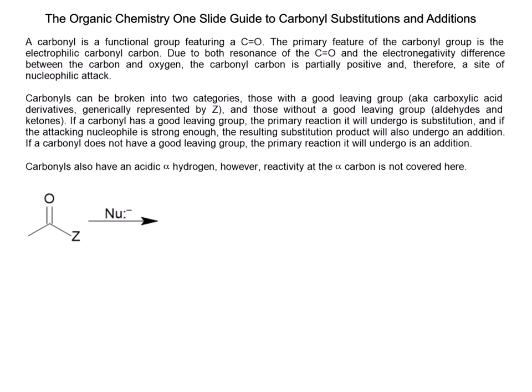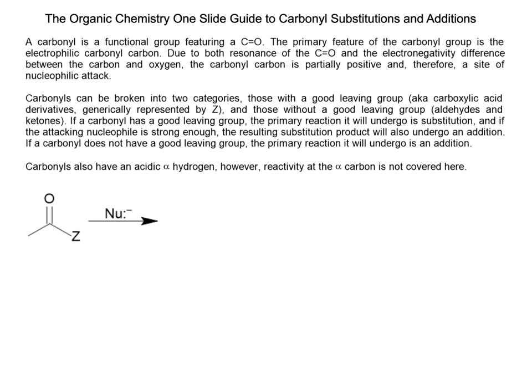Carbonyls also have an acidic alpha hydrogen. However, reactivity at the alpha carbon is not covered here. The substitution followed by addition mechanism is crucial to organic chemistry, especially because so many reactions involving carbonyls are simply going to follow this same pattern. So it's very important that you understand the substitution and the addition mechanism because they come up so frequently. It's so important that I actually call this mechanism the most important mechanism for Organic Chemistry 2 students. So let's review this entire reaction mechanism.